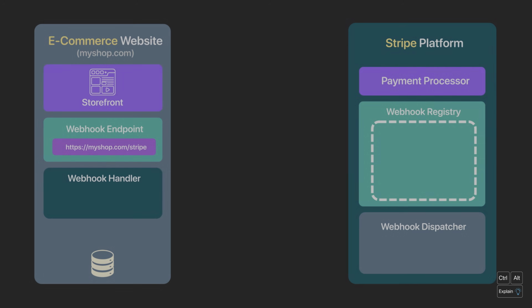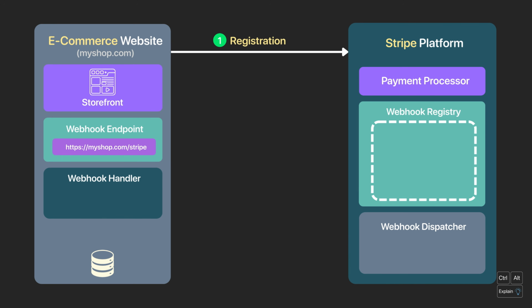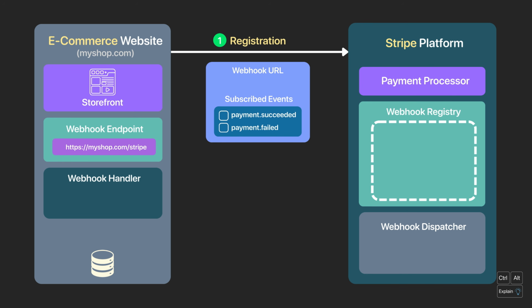Now we'll walk through a full webhook cycle using a real-world example: a user buying a product on your site using Stripe. First step is registration. You log into your Stripe dashboard and find the webhook settings. You paste in your server's URL, let's say myshop/stripe. Crucially, you also tell Stripe exactly which events you care about. For instance, payment succeeded or failed events.